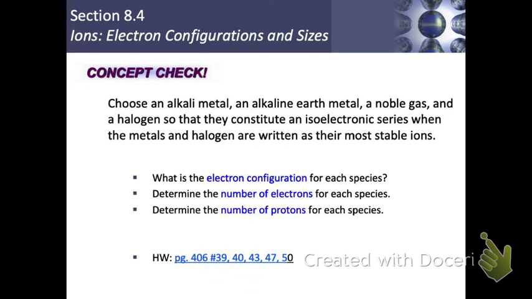Choose an alkali metal, an alkaline earth metal, a noble gas, and a halogen so that they constitute an isoelectronic series when the metals and halogen are written in their most stable ions. So you're going to pick one. That sounds like a lot of big words, right? Just pick a noble gas. Then pick an alkali metal, group 1. Alkaline earth, group 2. Noble gas, and a halogen.